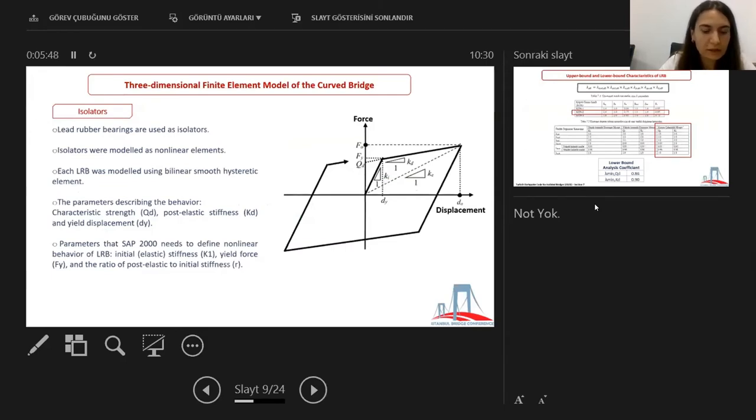Lead rubber bearings used in this study are modeled with nonlinear link elements. To define nonlinear behavior of LRB, SAP2000 needs the initial elastic stiffness, yield force, and the ratio of post-elastic to initial stiffness of the LRB.